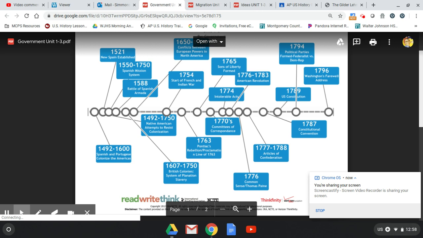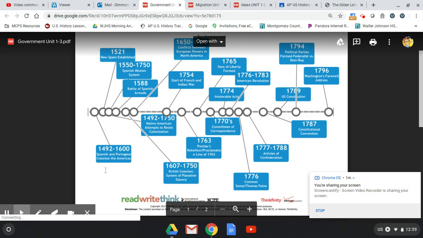Again, remember Unit 1 goes from 1492 to 1607, Unit 2 goes from 1607 to 1754, and Unit 3 is 1754 to 1800. In the first unit, you're going to see the Spanish and the French establishing their colonies. In the identity video, I talked about the mission system. As part of the government aspect, we're going to see the Spanish really competing with the Portuguese for control over the Americas.